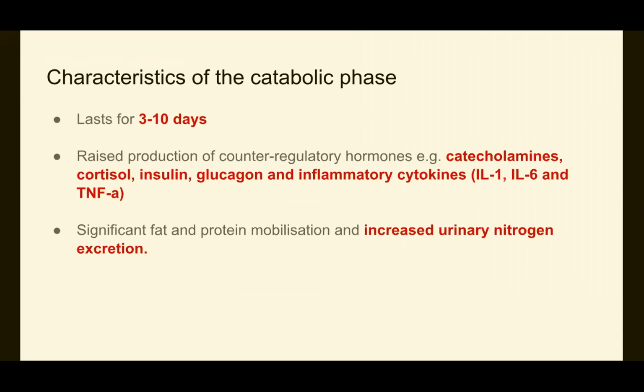The catabolic phase lasts for 3 to 10 days. There is raised production of counter-regulatory hormones, that is catecholamines, cortisol, insulin, glucagon, and inflammatory cytokines, which mainly consist of IL-1, IL-6, and TNF-alpha. There is significant fat and protein mobilization, and there is increased urinary nitrogen excretion.